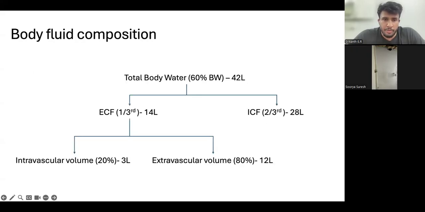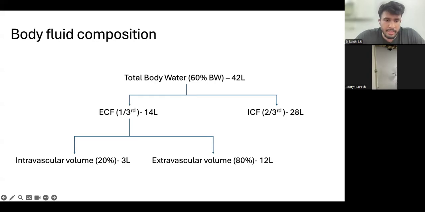So this is the body fluid composition that we commonly learn. The total body water is approximately equal to 60% of the body weight. For a 70 kg person, it's about 42 liters, and one third of this is extracellular fluid, and two-thirds goes to the intracellular fluid compartment. So for 42 liters, one third would be 14 liters ECF and 28 liters of ICF. And this ECF is then divided, one fifth, that is 20%, being intravascular volume, and the rest would be extravascular, which is about 12 liters.